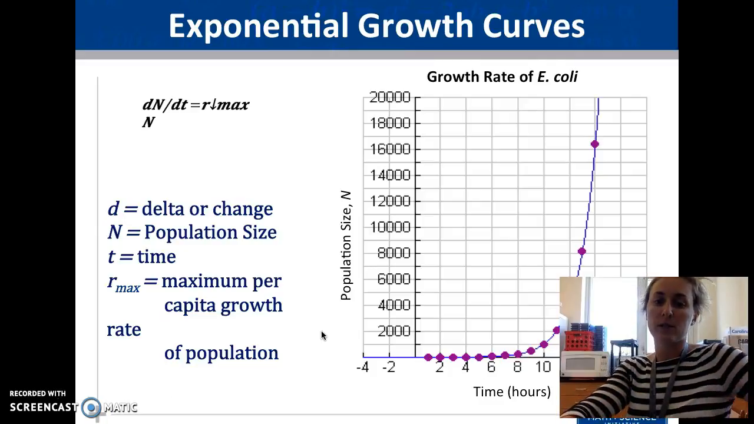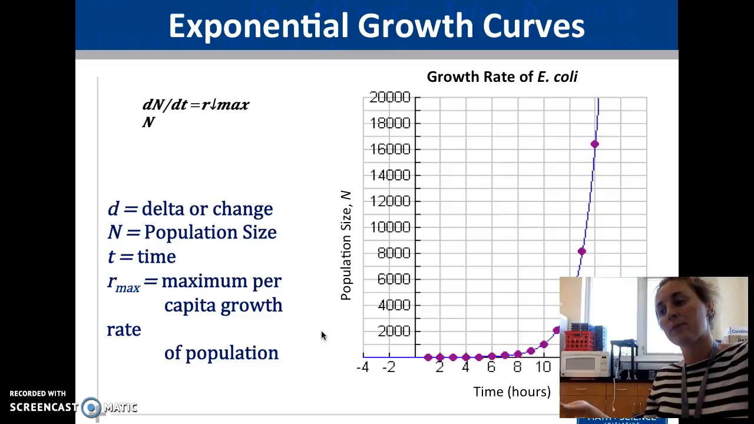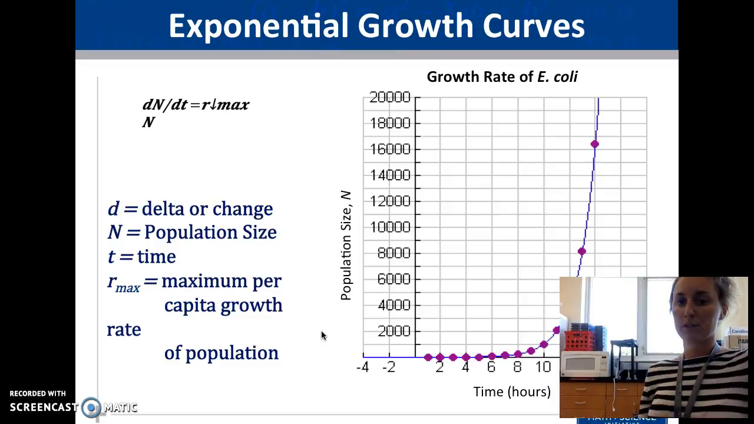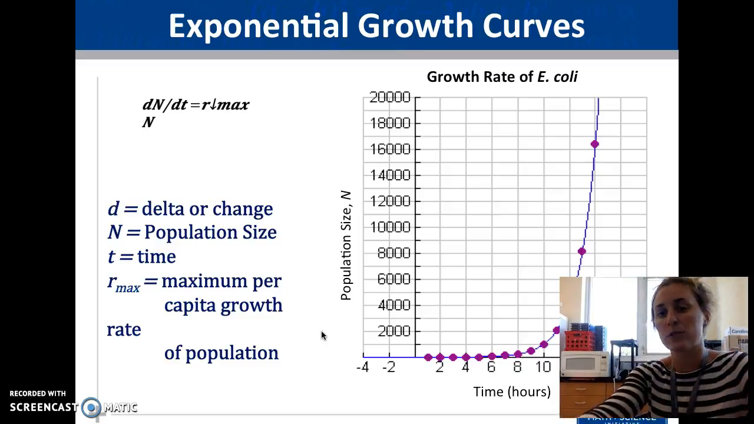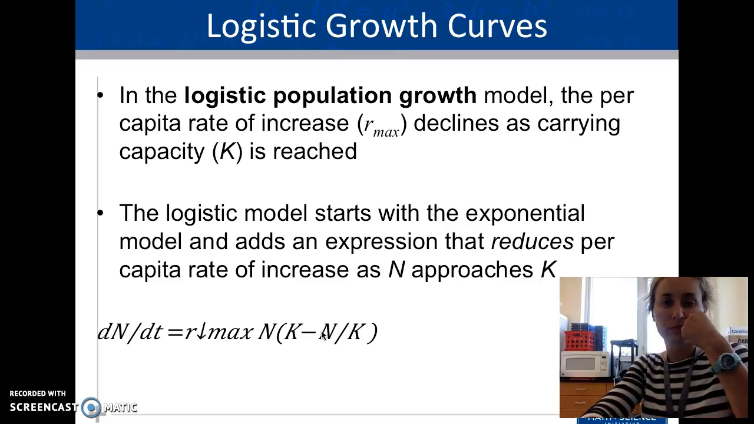Again, we see the exponential growth curve. Basically, this exhibits what would happen if there were no limiting factors. But unless we're in a lab, and this would be an example of something in a lab, we never ever see this type of growth curve.